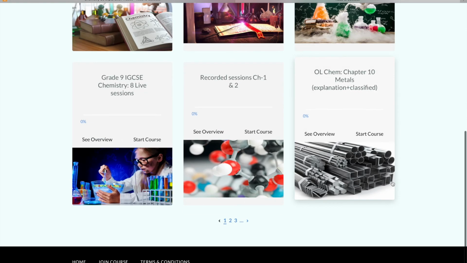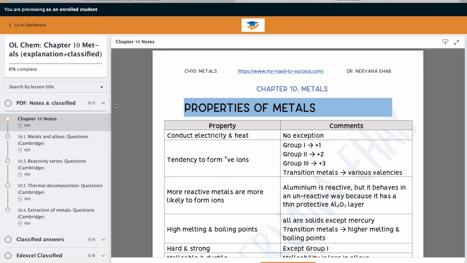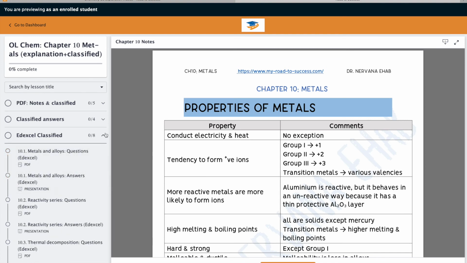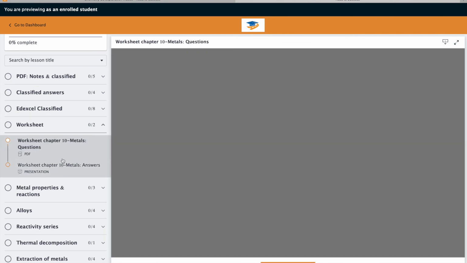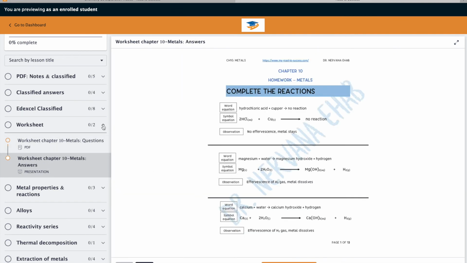Oh, by the way, there are some detailed chapters. So for example, if you want to purchase only one chapter, you can. This is, for example, chapter 10. You have the notes and the classified questions, both for Cambridge and Edexcel. So this is Cambridge, and then this is Edexcel classified, with the questions and the answers. And then there's this worksheet, which again is really, really, really important. These worksheets, because you get to practice writing those equations, writing the observation, the symbol equation, the ionic equation, the word equation, everything. It's so important. This is only 13 pages, but it's so important.